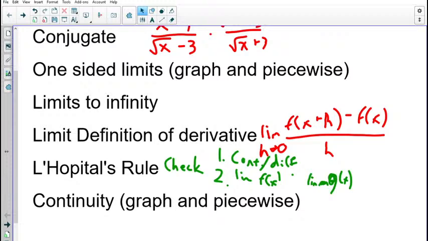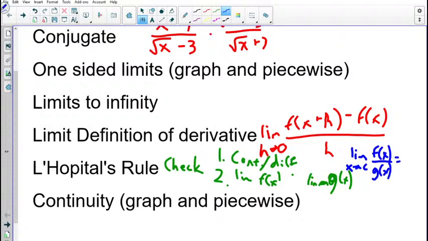So you check the limit of the top, check the limit of the bottom, and once you do that, if both of those are true, then the limit as x approaches c of f over g equals the limit of f prime over g prime. So I can take the derivative of the top. That's not the quotient rule, right? It's this particular rule that says I can take the derivative of the top, the derivative of the bottom, and then take the limit. That's if both the top and the bottom give me an indeterminate form, 0 over 0, infinity over infinity, something like that.